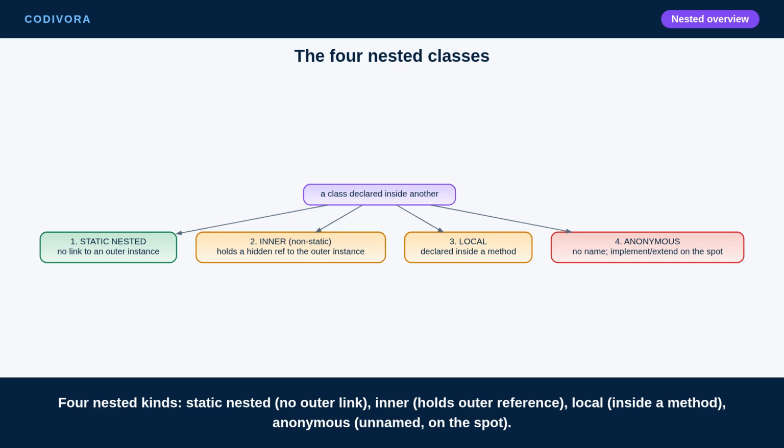Now, the 4 nested classes, and the key difference between them is their relationship to the enclosing outer class. Static nested, declared static with no link to any outer instance. Inner, meaning non-static, holds a hidden reference to the outer instance. Local, declared inside a method. And anonymous, an unnamed class you implement or extend right on the spot. Let's take them one by one, because when to use each and the memory consequences really matter.